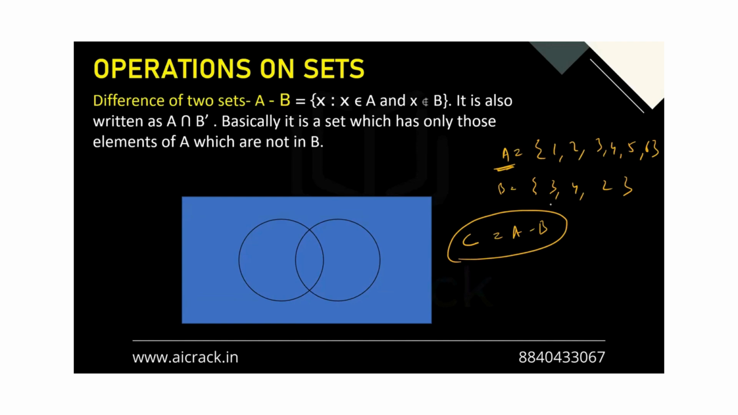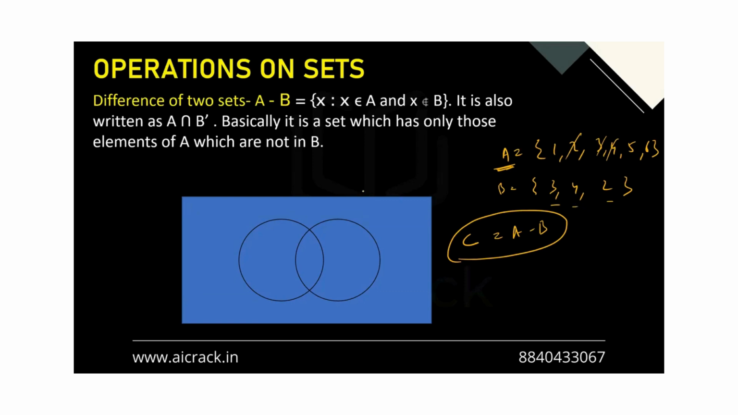What is present in B? 3, 4, and 2. So we have to let go of 2, 3, and 4 from here, and the remaining ones, the ones which are retained, form the set C, that is A minus B. I'll repeat it once again. We have to filter out all those elements which are present in B, or in other words, retain all the elements of A which are not present in B. This is how we have defined it with the help of a filtering mechanism.